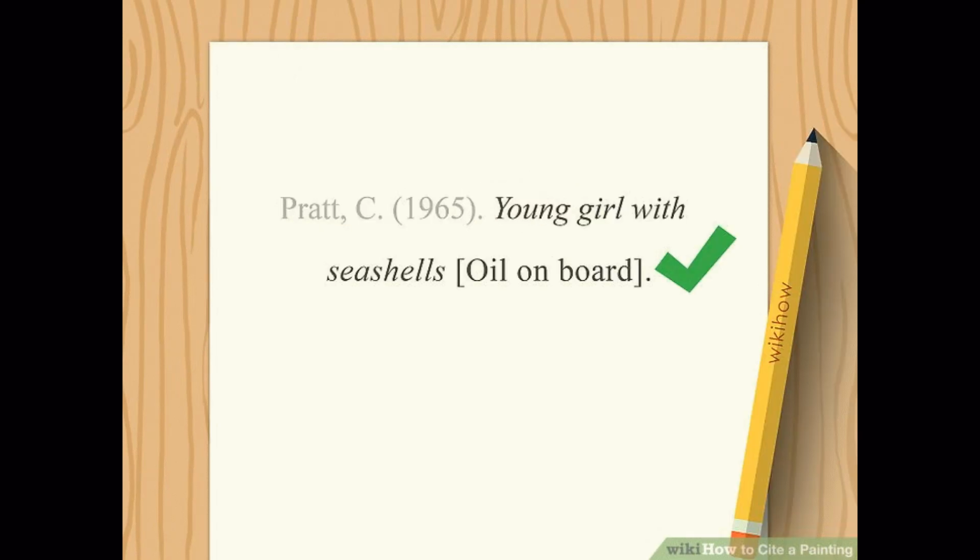Provide the title of the painting and a description of the materials used. Type the title of the painting in italics. Use sentence case, capitalizing only the first word and any proper nouns in the title. In square brackets, describe the materials or medium of the painting. Use sentence case for the description as well. Place a period after the closing bracket. Example: Pratt, C. (1965). Young girl with seashells [Oil on board]. If the painting is untitled, use the word Untitled in place of the title. Since it isn't the title of the painting, it shouldn't be italicized.